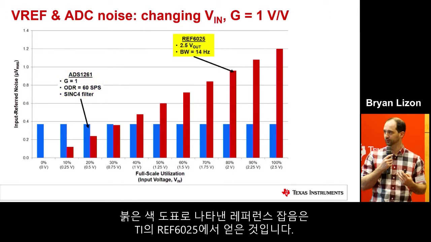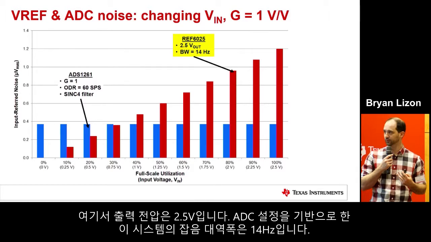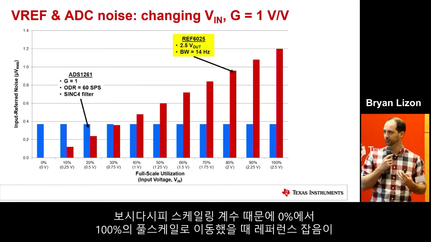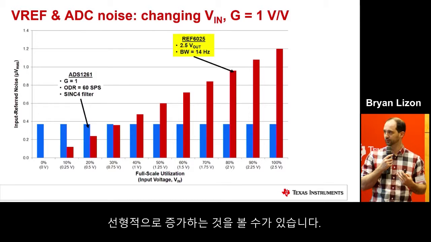The reference noise here, given by the red plot, is from the Texas Instruments REF6025. This has an output voltage of 2.5 volts. And this system, based off of the ADC settings, has a noise bandwidth of 14 hertz. And I'll talk about why that's important a little bit more later on. But for now, I'll just make that comment. And as you can see, due to that scaling factor, we have this linear increase in reference noise as you go from 0% to 100% full scale.